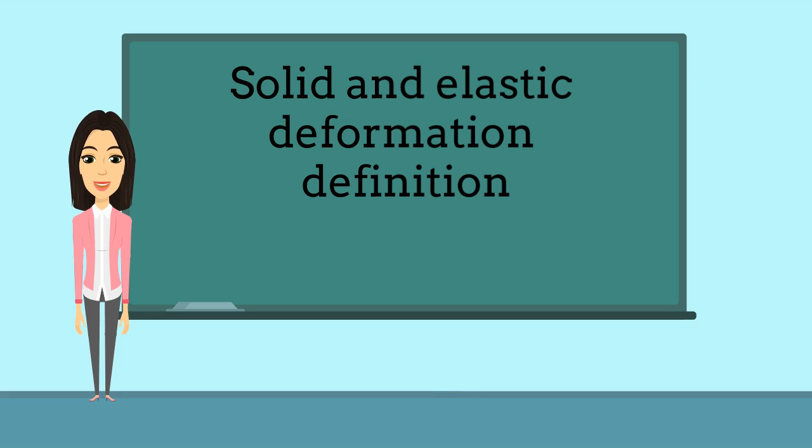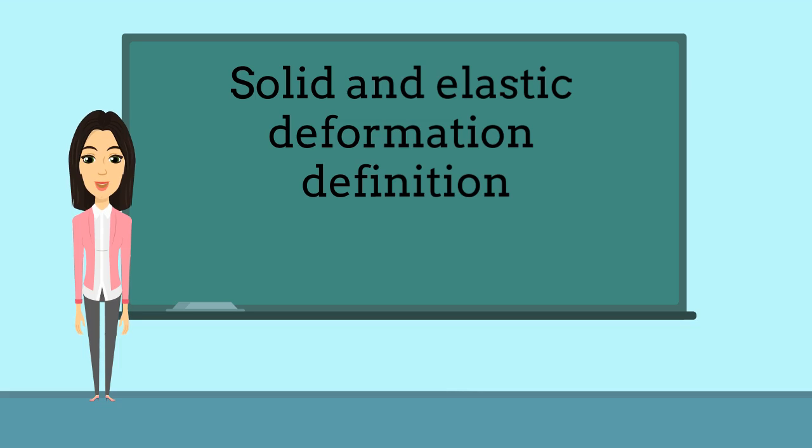As opposed to solid deformation, elastic deformation is a type of deformation that is reversible. In elastic deformation, the object will return to its original size and shape once the applied force is removed. Elastic deformation is given by Hooke's law, which states that the amount a body extends is directly proportional to the force applied on it, provided the elastic limit of the object is not exceeded.